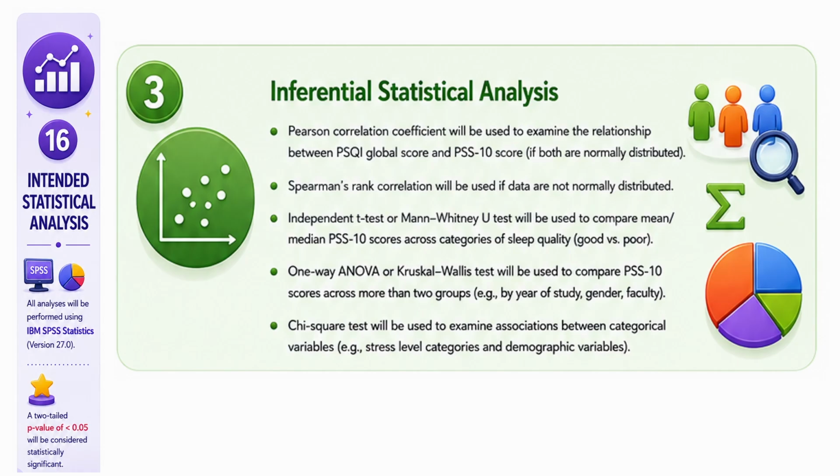One-way ANOVA test or Kruskal-Wallis test will be used to compare stress score across more than two groups. Chi-square test will be used to examine association between categorical variables, stress categories and demographic variables, stress categories and sleep quality categories.